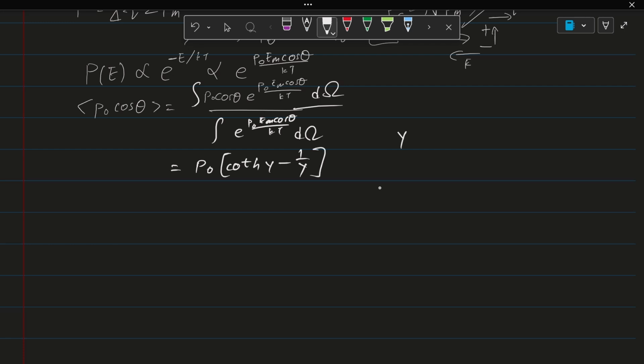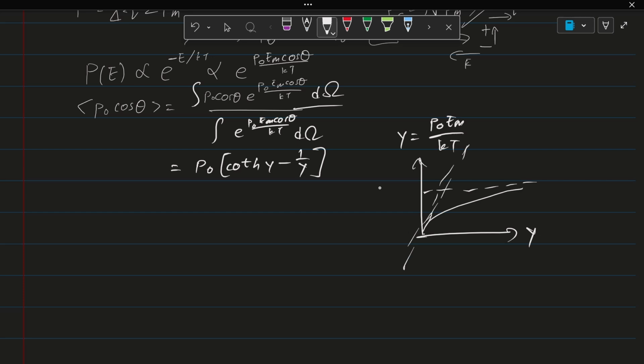So what's y? y is P0 EM over kT. If you plot this, it's going to be something like this. You could see there is saturation here. But when y goes to 0, you could see this part here which is quite linear. So we could try to analyze what this linear bit is.